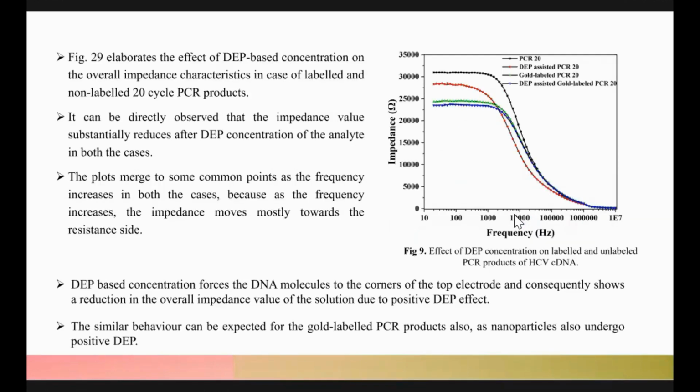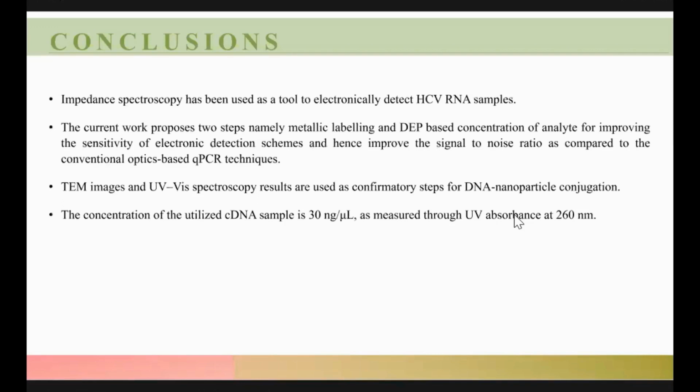And then we come to the point of why DEP was used as a signal amplification step. DEP concentrated the moieties in the highest electric field regions within the interdigitated electrode. As a result, we could see a significant reduction in the impedance values when DEP was utilized as an amplification step. The lowest impedance was for the DEP-assisted gold-labeled PCR product of 20 cycles. So that's what we have done.